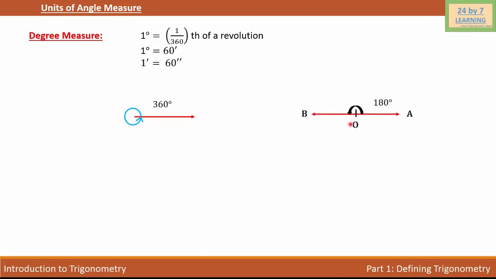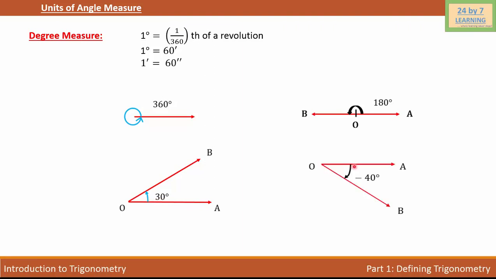Now as you can see, I have a ray AB and this angle is 180 degree at point O. In this example, if you look closely, ray OA and ray OB are meeting at point O and we are measuring the angle in the direction opposite to the direction of the clock, and that is a positive angle. So this angle is 30 degree.